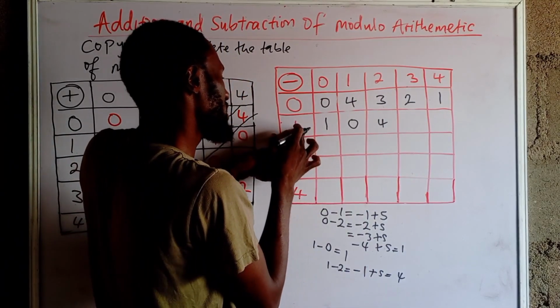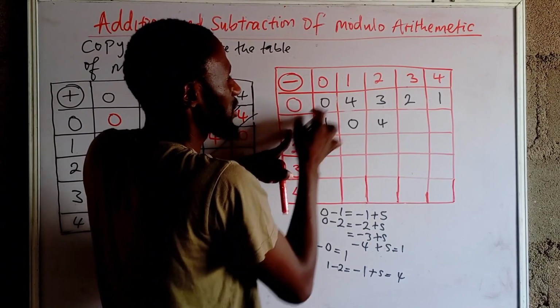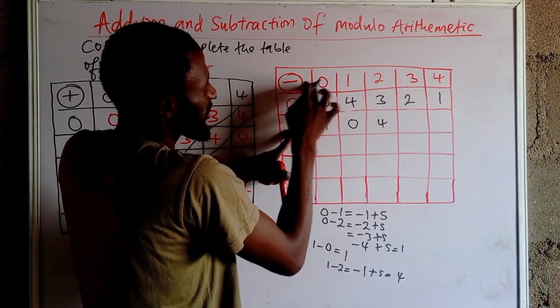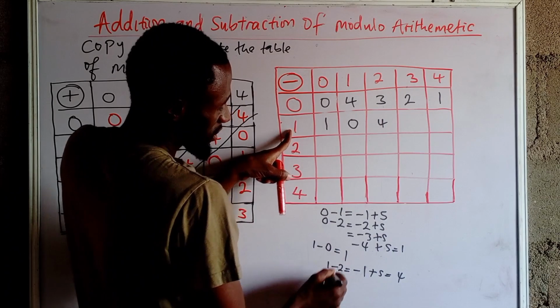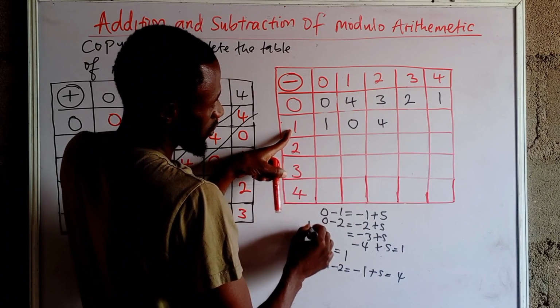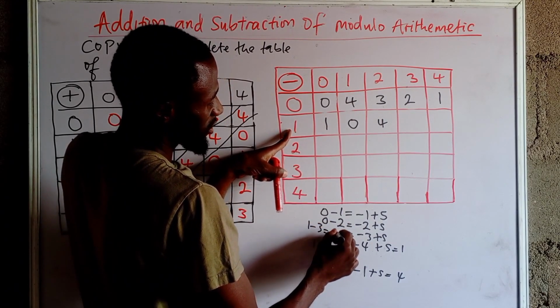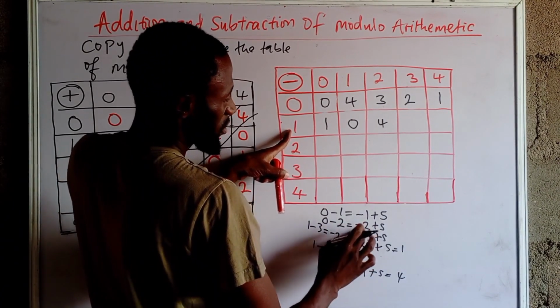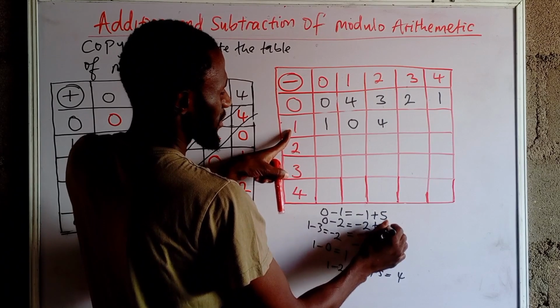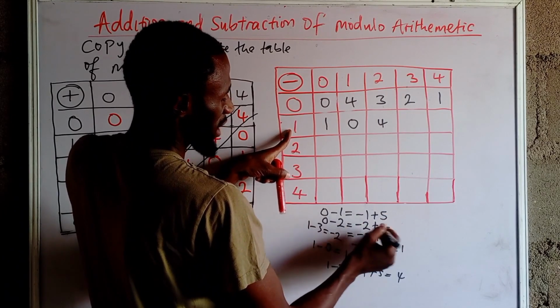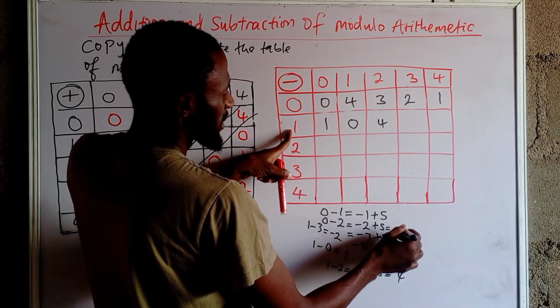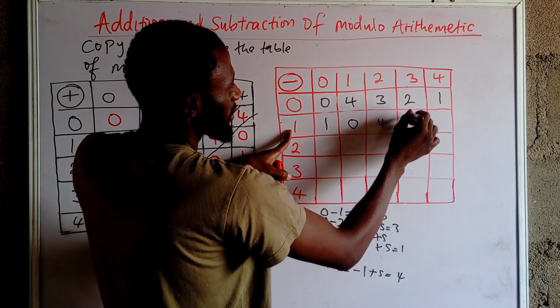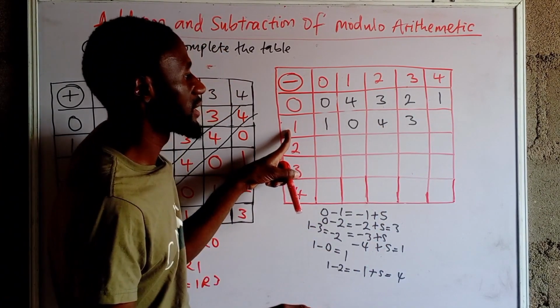Then in the next case, here you have 1 minus 3. Since you have 1 minus 3, it is equal to minus 2. Minus 2 plus 5, you will get 3. Therefore, here we'll have 3.